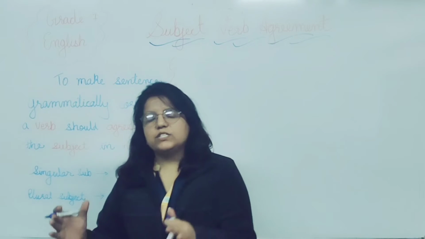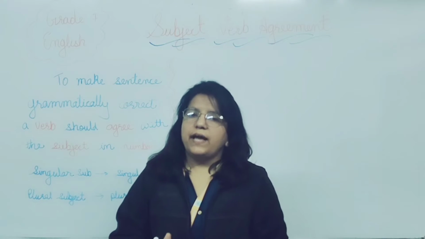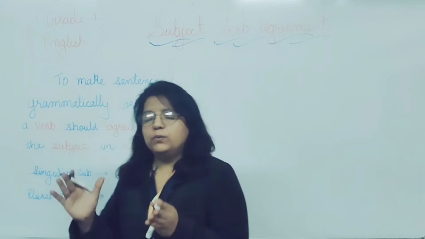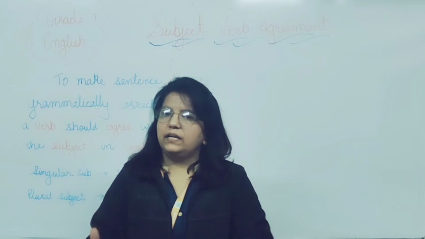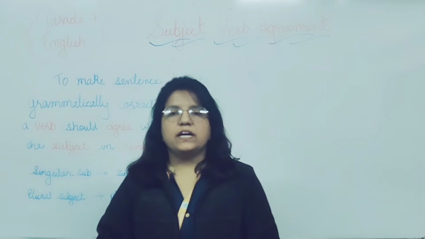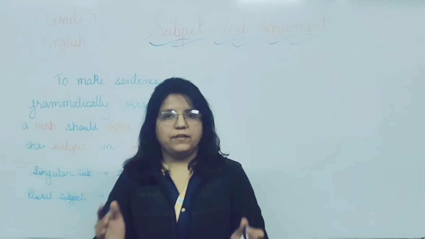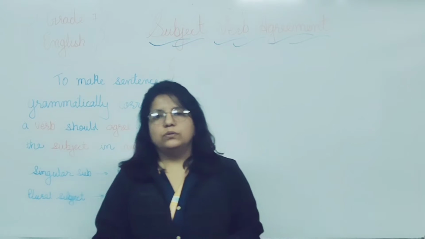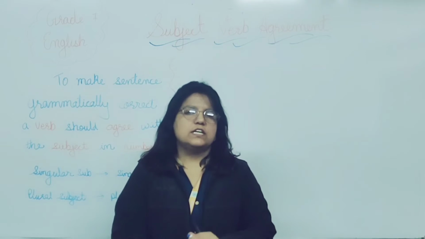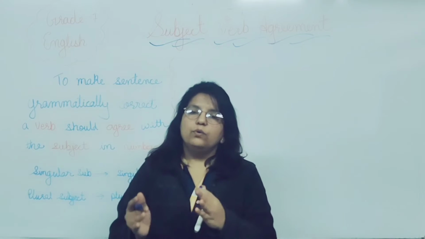Now, in the previous lecture, we understood what subject, verb and agreement is. It means to make a sentence grammatically correct, both subject and verb should agree with each other. Now you all know that a sentence always consists of both subject and verb. So they have to agree with each other.